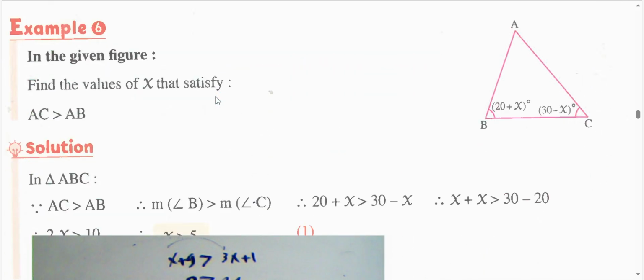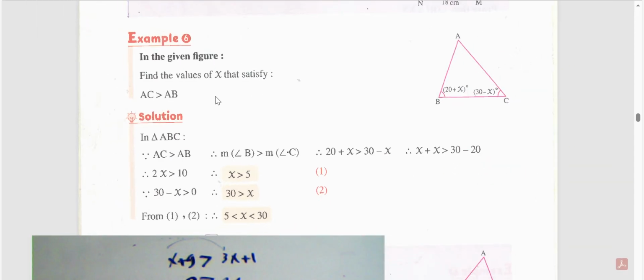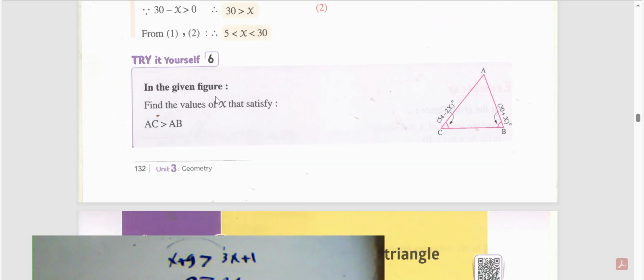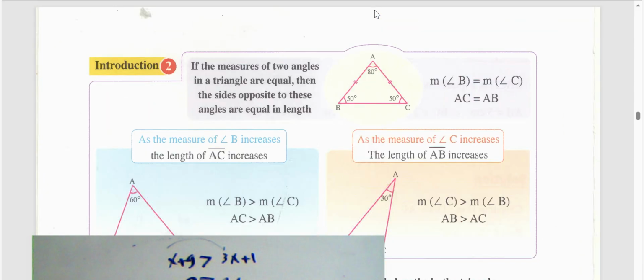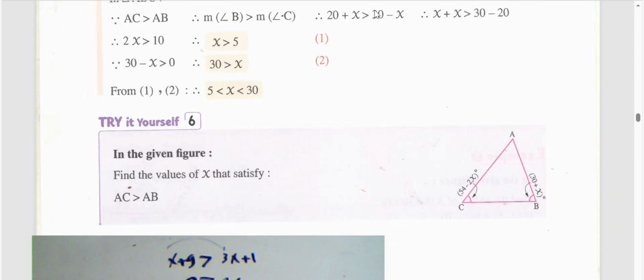You can read this question. Satisfies EC greater than AB. We have the opposite angle greater than the opposite angle of AB. The question, we can solve this question like this method. We have here this question, I solve it, okay. We will complete to find the answer about the last question.